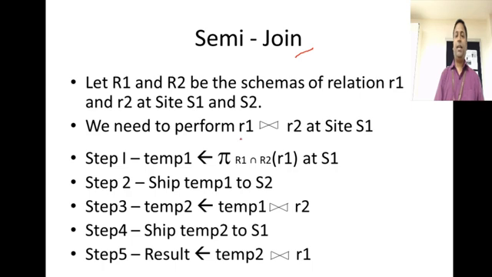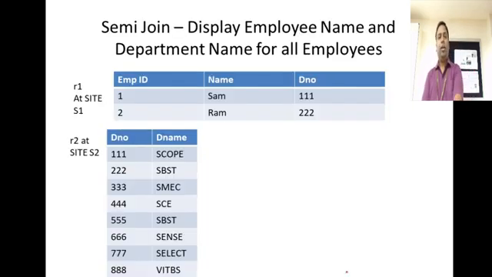What they're saying is, you take the schemas first, find an intersection of that in site R1, and then you send that result to site S2, you find a join, then you send it back to site S1, you find a join to get the result. That's what is given in your textbooks. I know it may be a little confusing for us, so I went in for an example.